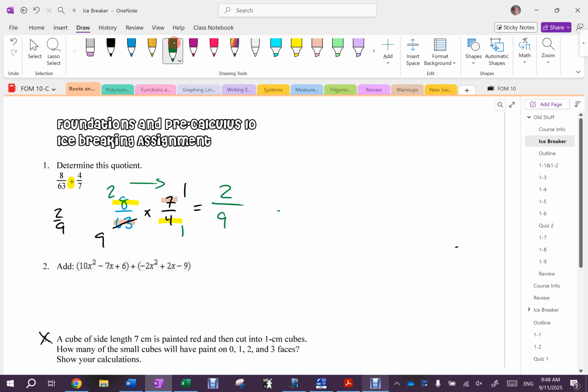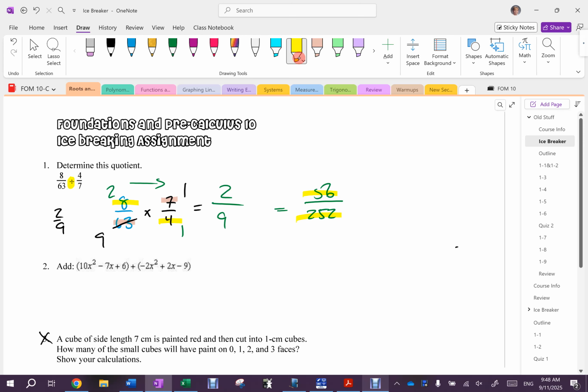Now, some of you might have done 56 over 252, and then tried to simplify that. I, of course, would never do that, because why would you try to simplify giant numbers when you can simplify the easy small numbers? Yeah?